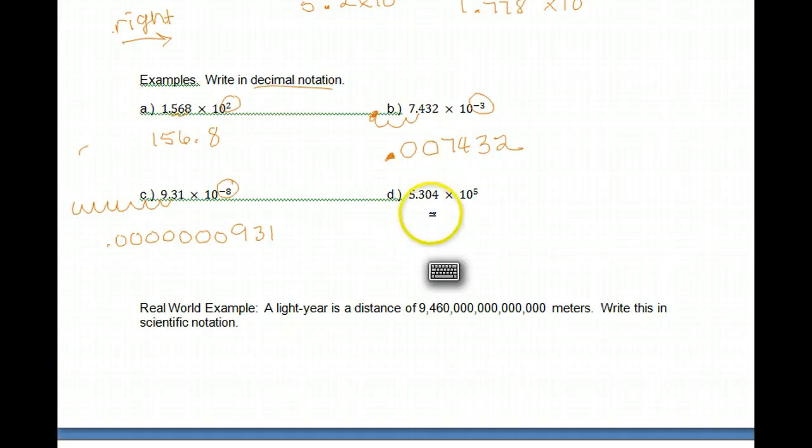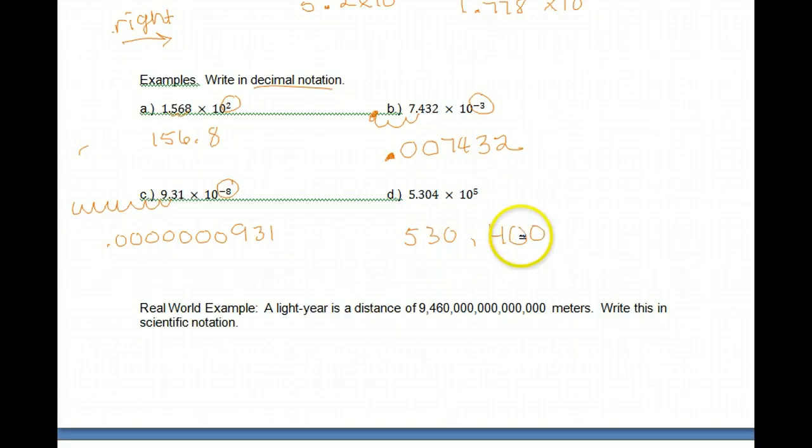And then for letter D, we have a positive exponent, so we are moving in the opposite direction so that we can create a larger number. So we should have 530,400.